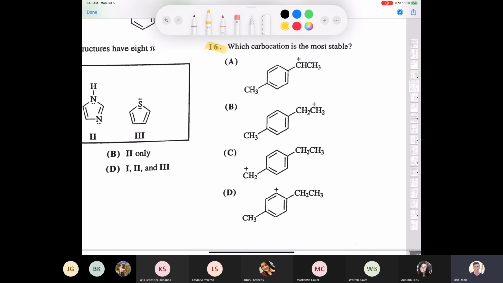So we're looking for the most stable carbocation. Does anybody have an idea? Okay.